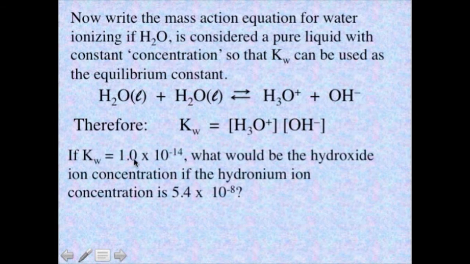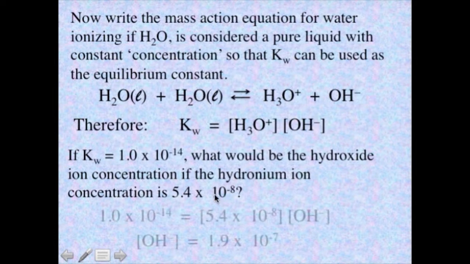So if Kw equals 1.0 times 10 to the minus 14, and it does at 25 degrees Celsius, what would be the hydroxide ion concentration if the hydronium ion concentration is 5.4 times 10 to the minus 8? Calculate it and come back and check your answer. So you'd solve it this way, and the hydroxide ion concentration would be 1.9 times 10 to the minus 7 molar.